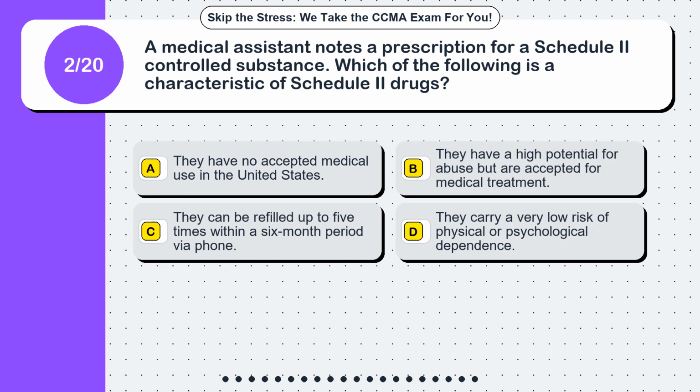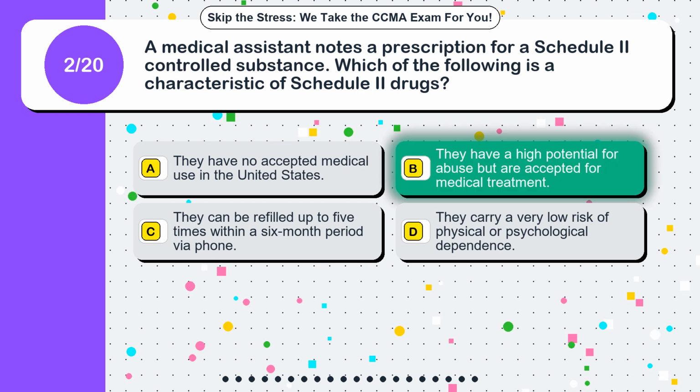Question 2. A medical assistant notes a prescription for a Schedule II controlled substance. Which of the following is a characteristic of Schedule II drugs? Option A. They have no accepted medical use in the United States. Option B. They have a high potential for abuse but are accepted for medical treatment. Option C. They can be refilled up to 5 times within a 6-month period via phone. Option D. They carry a very low risk of physical or psychological dependence.